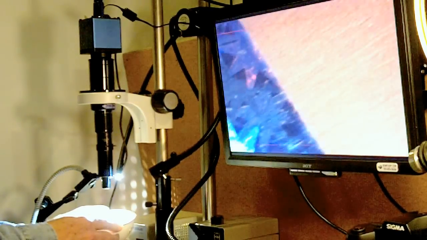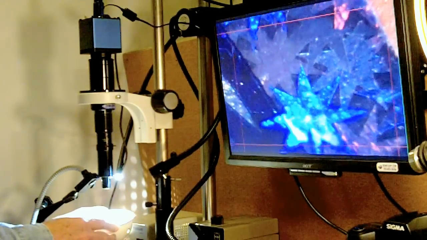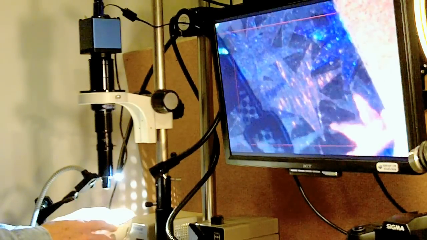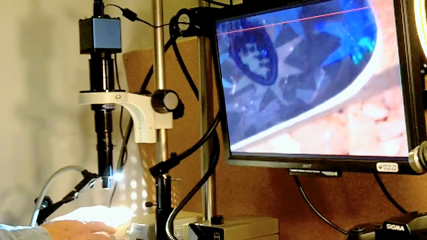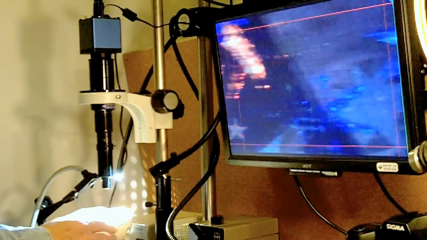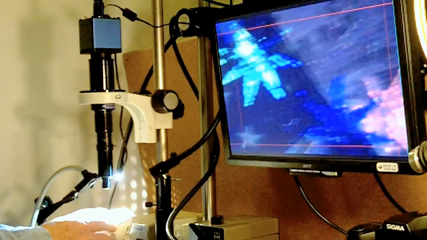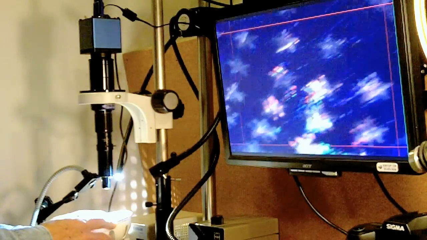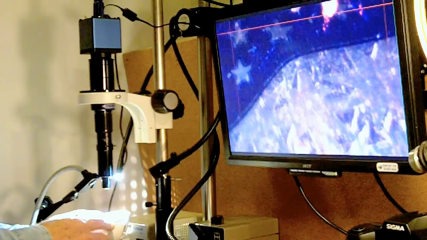Now as we tilt the sample, you'll see what makes this an interesting little device. Here you'll see an American flag, and as I tilt it, we get these stars and stripes.